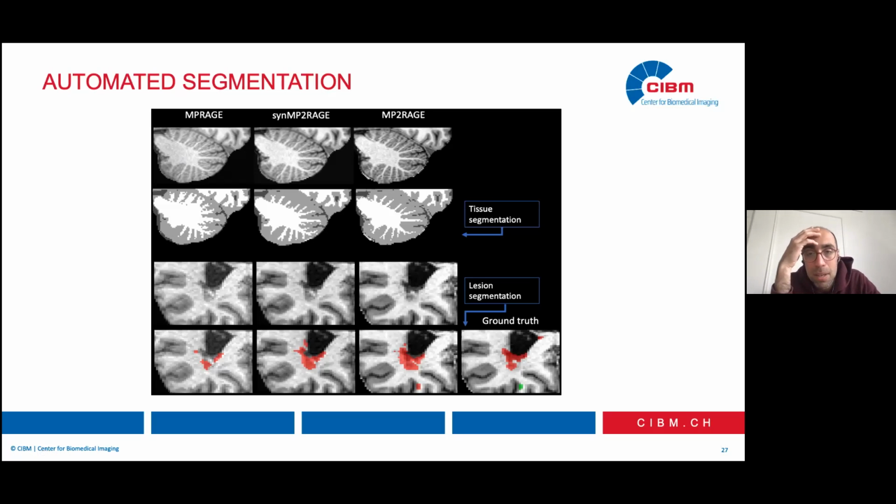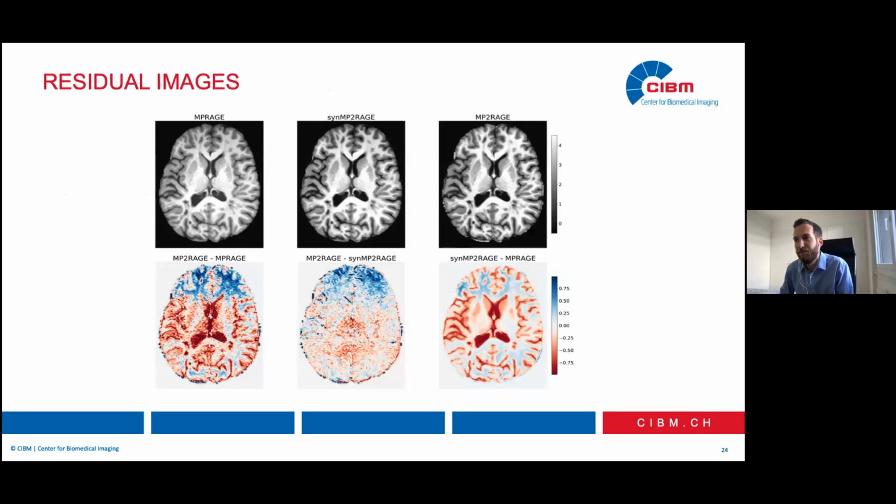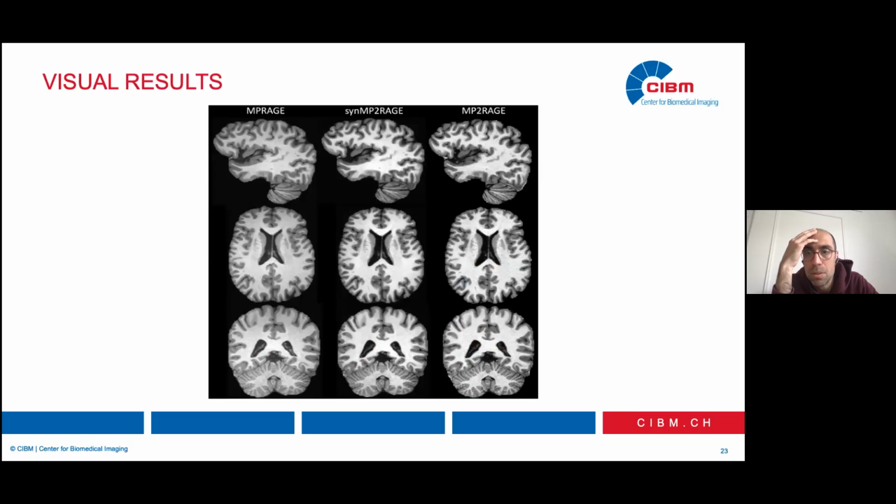On that note, maybe I can follow up on this question. In the difference images you showed, looking at the difference between the synthetic MP2RAGE and MPRAGE, it looks like your algorithm is able to take out the bias field as well to some extent. To some extent, yeah. Is that additional bias field removal, or did you already use bias field removal in the original MPRAGE images?